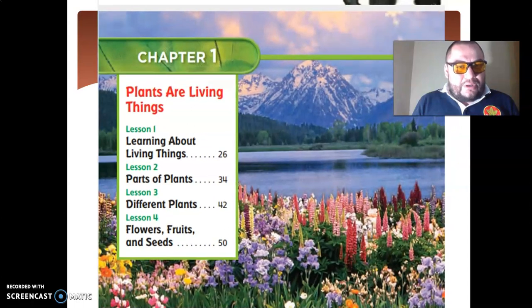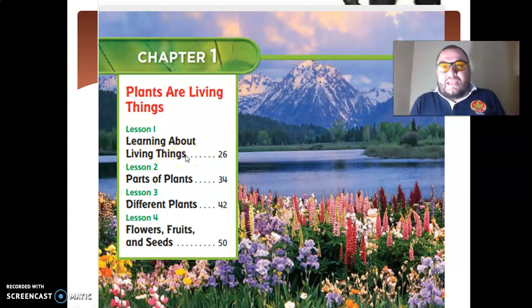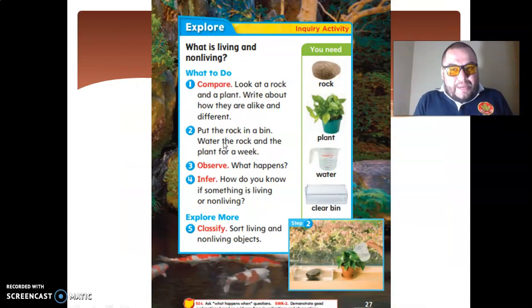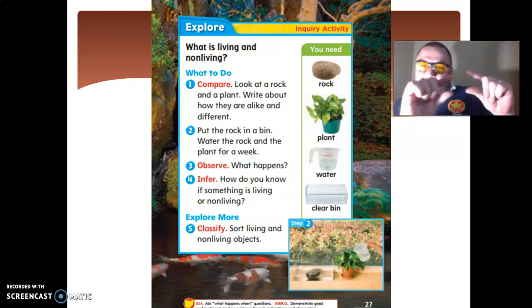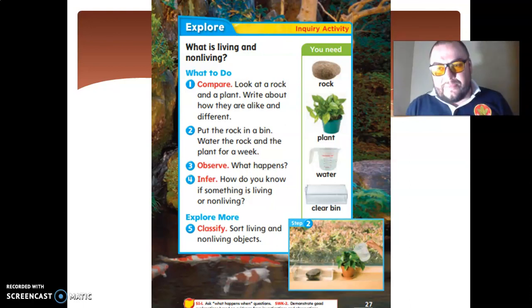Look, this is the beginning of the book, and the book talks about chapter 1. Yes, chapter 1. Learning about living things. Page 26. Página 26. Page 26. Okay? What is a living and not living thing? Today we are going to see the difference between the two things. Living things, non-living things. Okay?